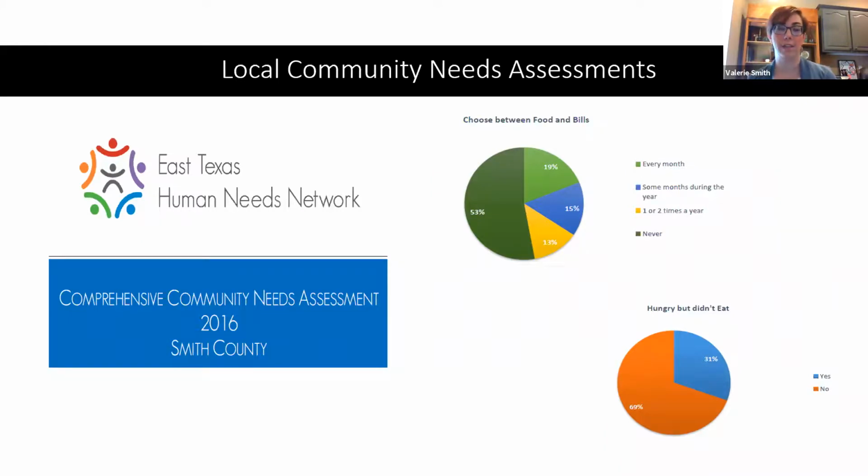And so that's a really significant portion of our population. And then they also asked if you were hungry but you didn't eat, and the results are there. About a third of people responded that they were hungry and didn't have food or skipped meals. So that gave us some good information about the scope of the problem and the trade-offs that people were making in our community as we were developing our Food Security Council.